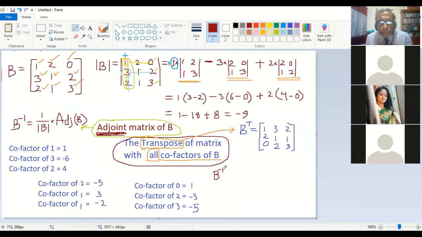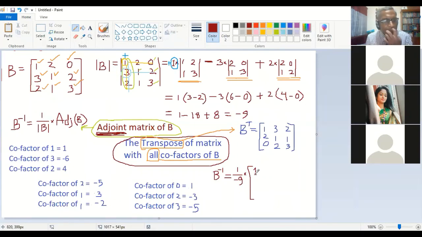Okay, so what is the inverse now? B inverse will be 1 divided by the determinant value. What is the determinant value we have got? Minus 9. So I will put minus 9 here, and then I will write down the adjoint matrix of B. What will the adjoint matrix be? First row: 1, minus 6, 4.